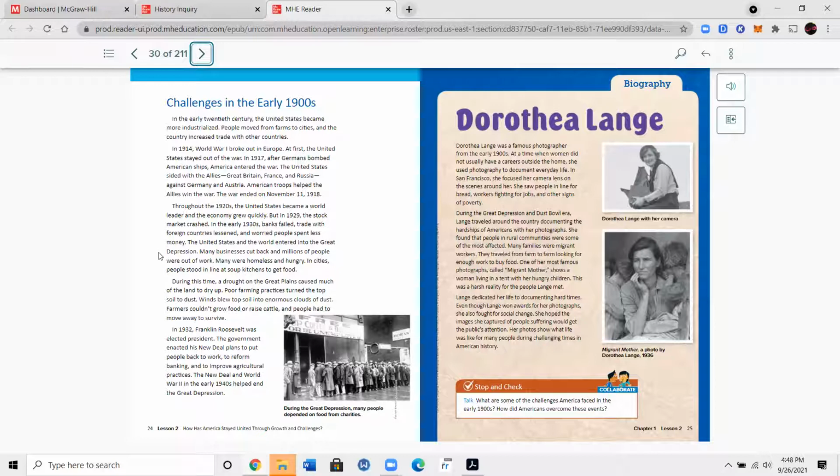Many businesses cut back on workers, and millions of people were out of work. Many were homeless and hungry. In cities, people stood in line at soup kitchens to get food.